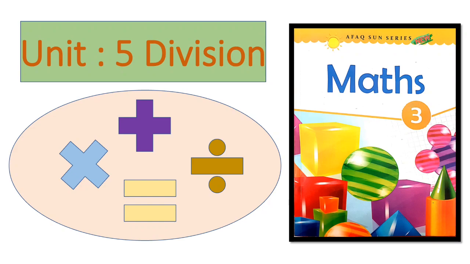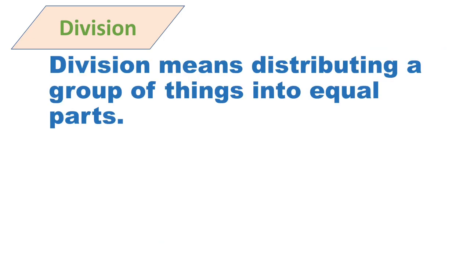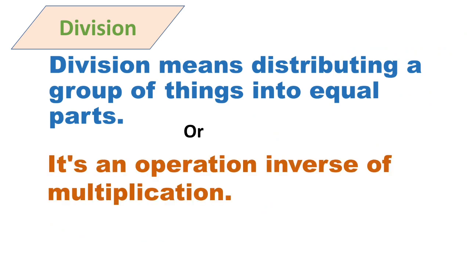Today we are going to learn unit number 5, division. Let's see what is division. Division means distributing a group of things into equal parts. It means when we have to divide or distribute a group of things or numbers into equal parts, we divide them. Or we can say it's an operation inverse of multiplication.